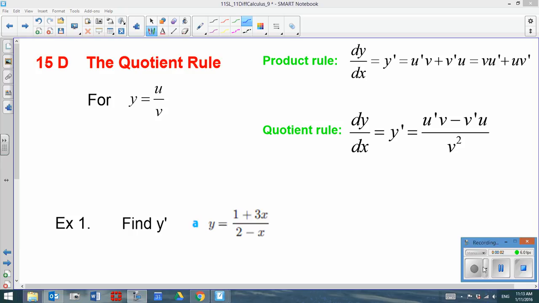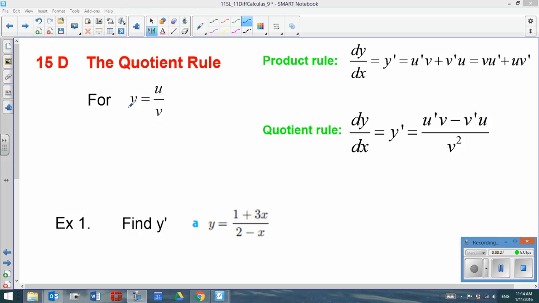Hello, year 11. We've got 15D, the quotient rule, coming next. We just finished doing the product rule. So what you'll notice is if we can identify a function as a product, we wound up multiplying u prime times v plus v prime times u, and they were added together. Notice that you have the same order, so u prime v and v prime u, with the quotient rule.